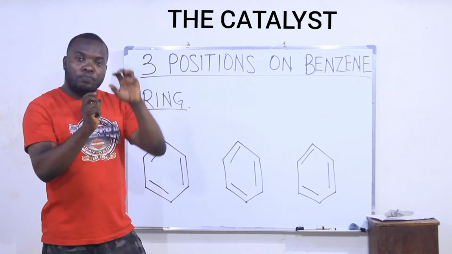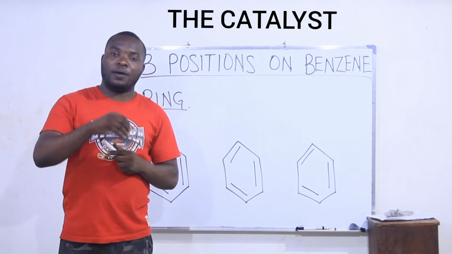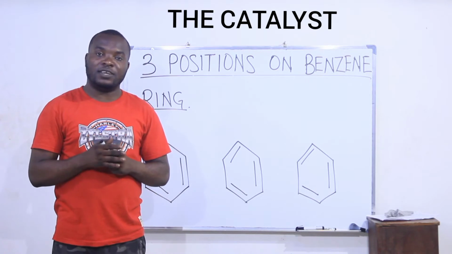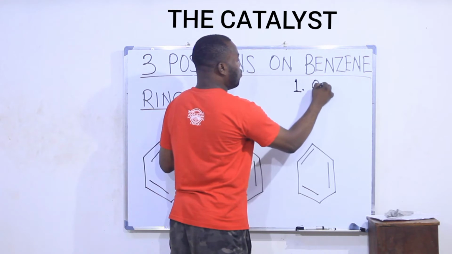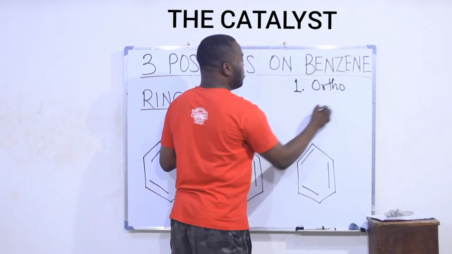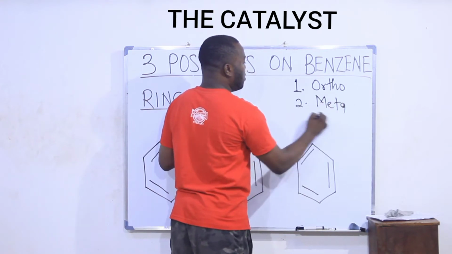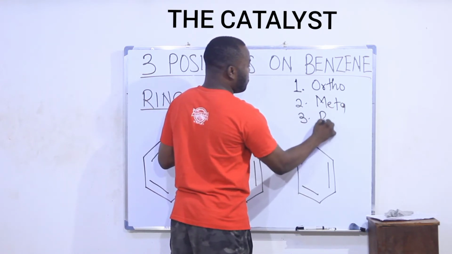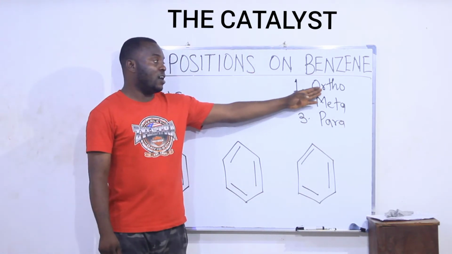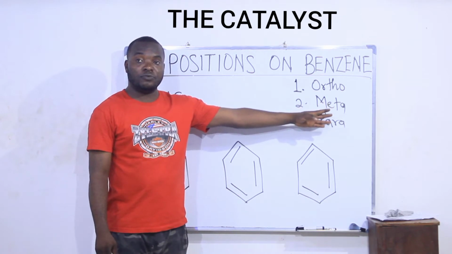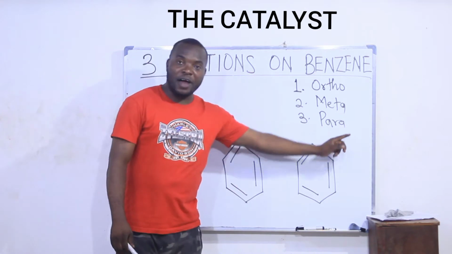The 3 locations or positions where attachments can be placed on a benzene ring are known as, number 1, the ortho position, number 2, the meta position, and number 3, the para position. These are the 3 cardinal positions on a benzene ring: ortho, meta, para.